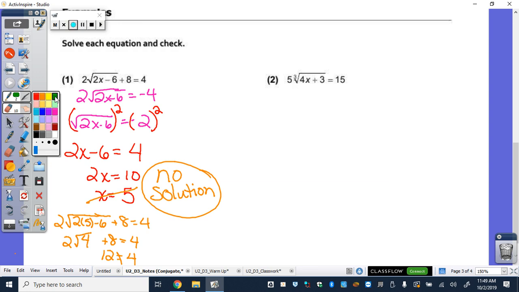All right, let's try the second one. Is my radical isolated yet? Nope, I got that 5. So let's divide by 5 first. So that gives me the cube root of 4x plus 3 equals 3.